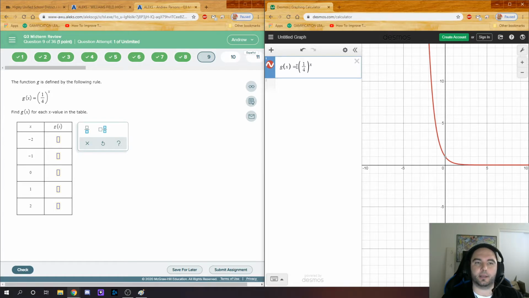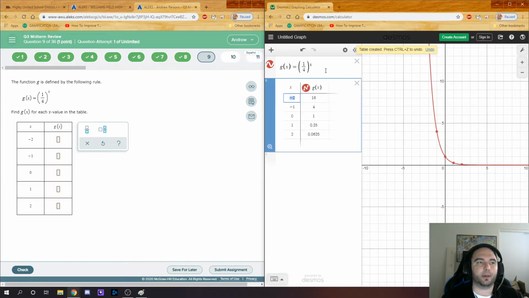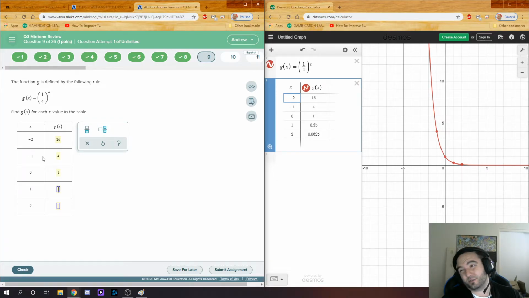You hit this in here, and you get a graph. The graph doesn't really matter right now. You hit the gear, and you can hit this little button that turns it to a table, and voila, you get some numbers. You get 16, 4, 1. Now you get some decimals, and I've got to tell you, Alex will give you a little angry message saying you're not allowed to use decimals.